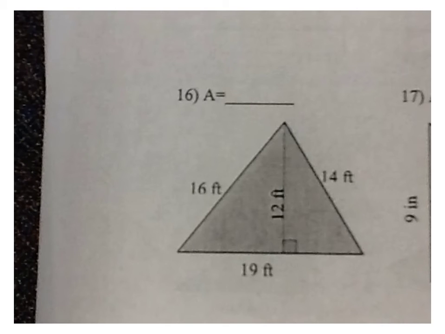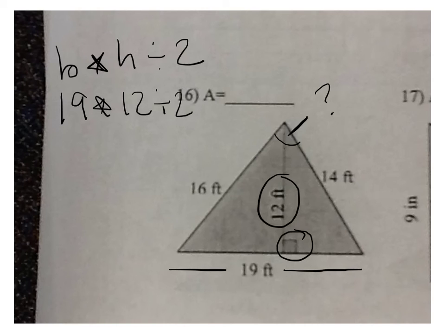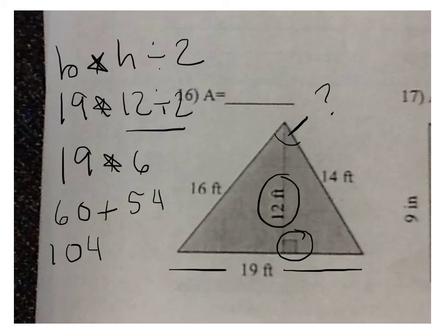Here's another one instead, without being on the grid, that you can still see this right angle right here. As soon as I see that right angle, even though this one up here may look like a right angle, I just don't know if it is. So I use this here. So this is my base of 19, my height is 12. So again, it's base times height divided by 2, or 19 times 12 divided by 2. Instead of doing 19 times 12, I'm going to first do this 12 divided by 2 part. So that's 19 times 6. So I know that would be 60 plus 54, or 114 square feet.